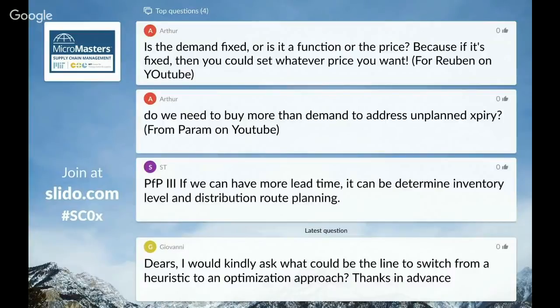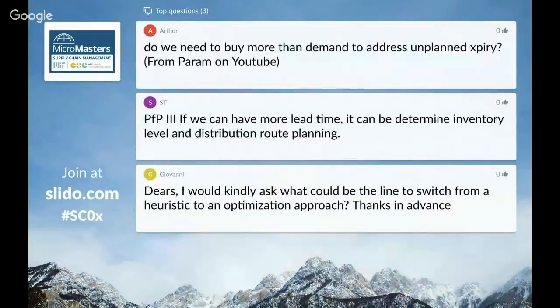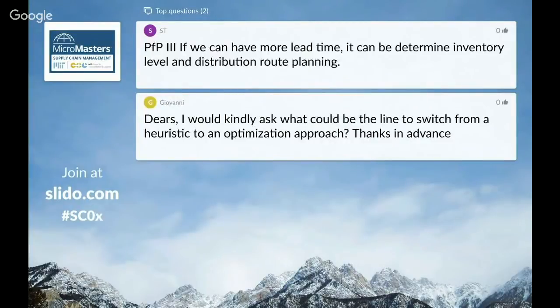All right. Demand fixed. We covered that already, because we can charge whatever we want, right? Yeah, exactly. We covered that. Excellent point, Ruben. Do we need to buy more than demand to address unplanned expense? Yes, exactly. We covered that as well. Same thing. We covered it. Last question. Here's right for PF3. We answered that, didn't we? Yeah, we did.